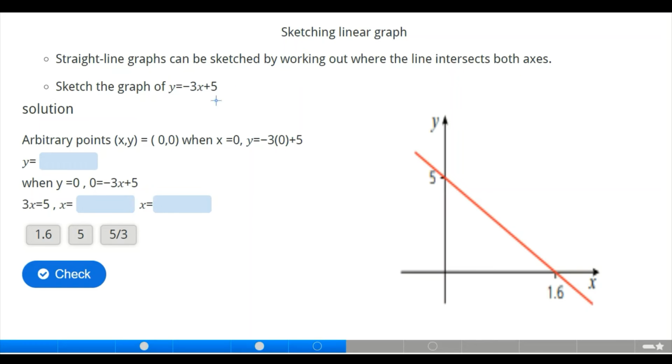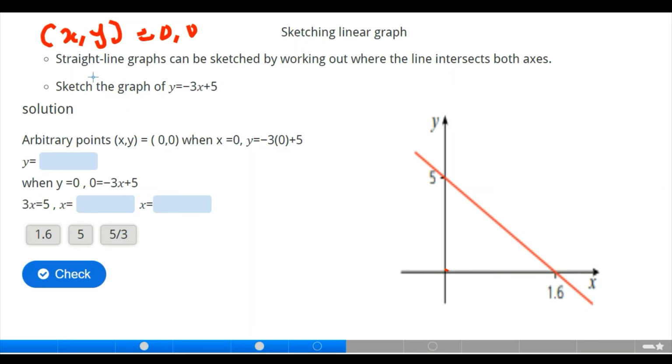So what happens? For this one, I see that we don't have any specific point for y and we don't have a specific one for x. So what we need to do here is set x and y to 0 in turn. When y is 0, what is x? We calculate. When x is 0, what is y? We calculate. Then that will give us the opportunity to sketch a straight line graph.